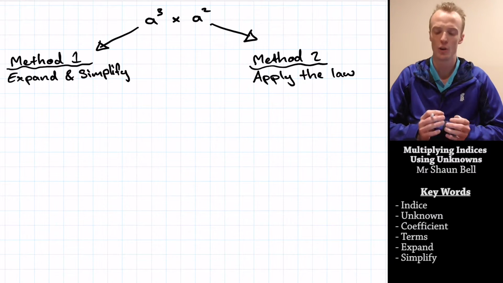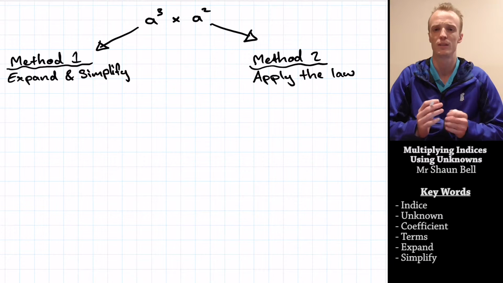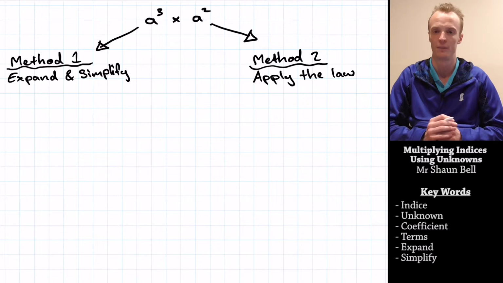Now I'm going to show you two ways that we can solve this problem. Method 1 is going to be where we expand the problem first, then simplify it. Whereas in method 2, we're actually going to apply the law to solve the problem. Now you'll see pretty quickly that method 2 is the preferred way to do it, but I'm going to show you both ways so you have an understanding of how method 2 works.